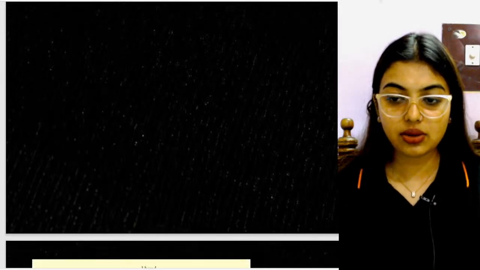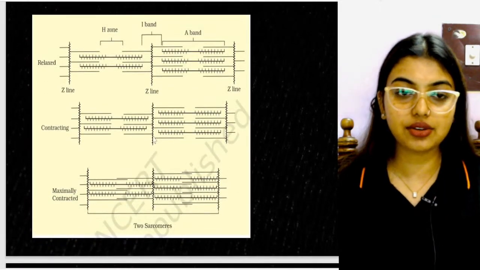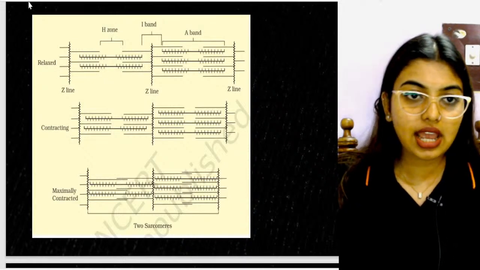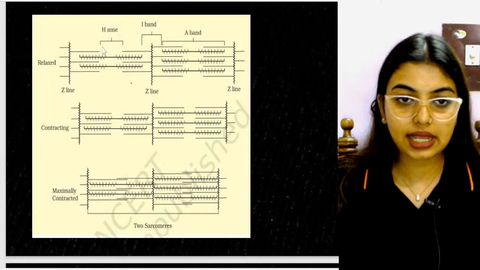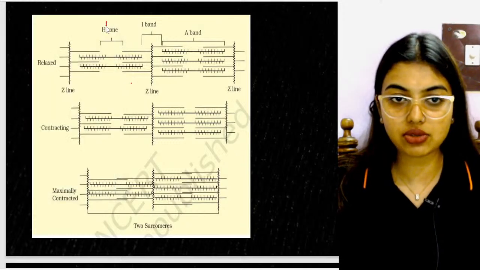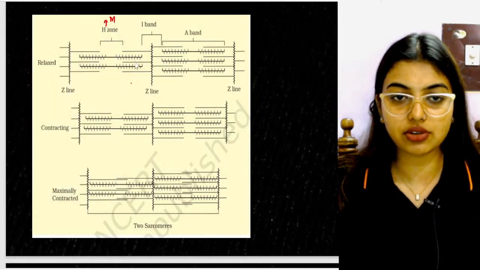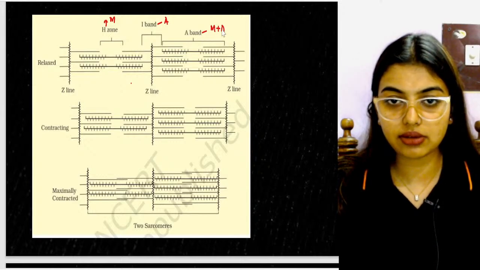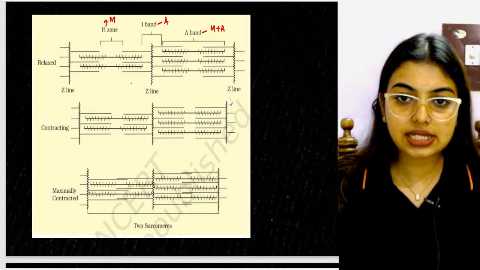Chalo. Now we are going to understand. See, here you can see, this is how a muscle will look when it is relaxed. Everything is going to be proper. Like the H zone is there. This is where only myosin is going to be there. This is the I band where only actin is going to be there. This is the full A band, where both myosin plus actin are going to be there. This is the Z line, this fellow.